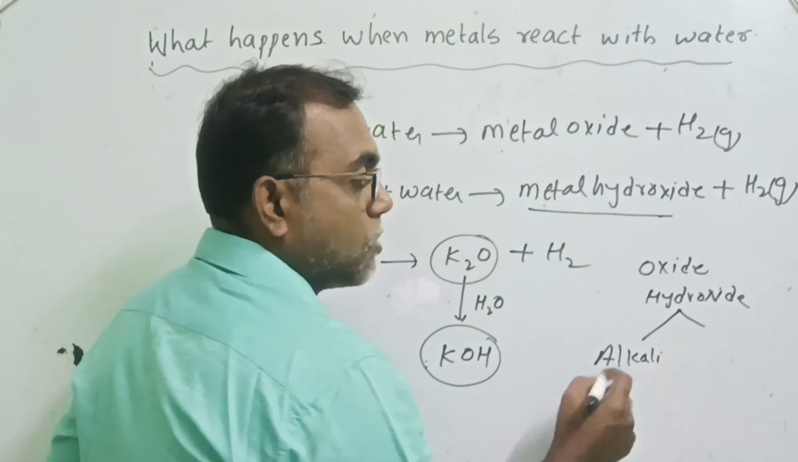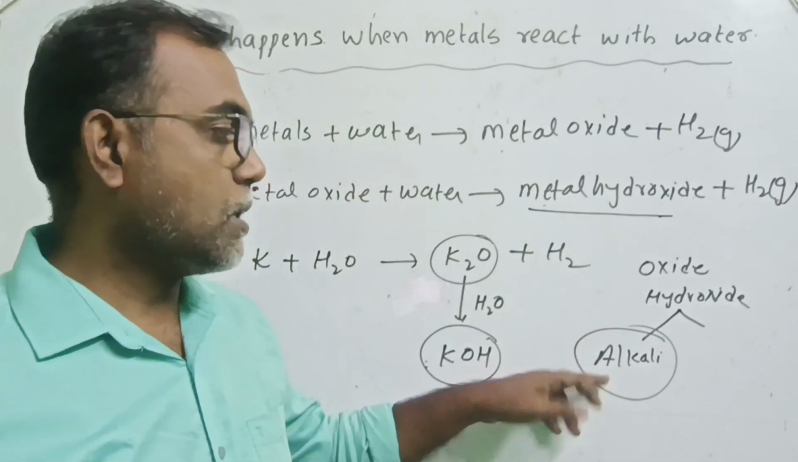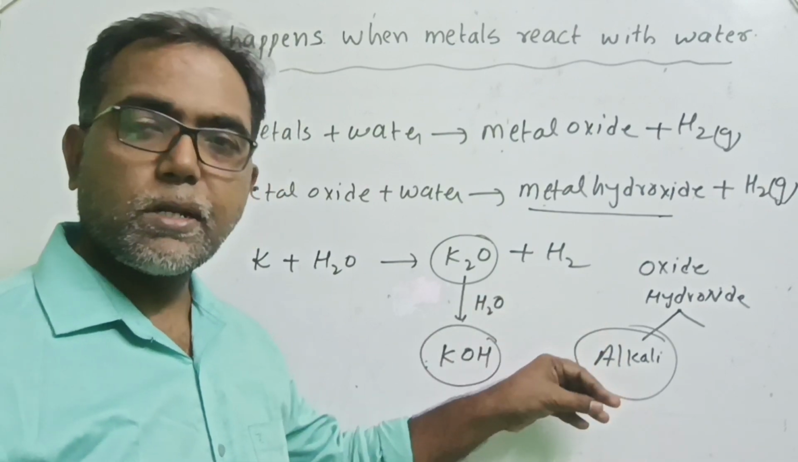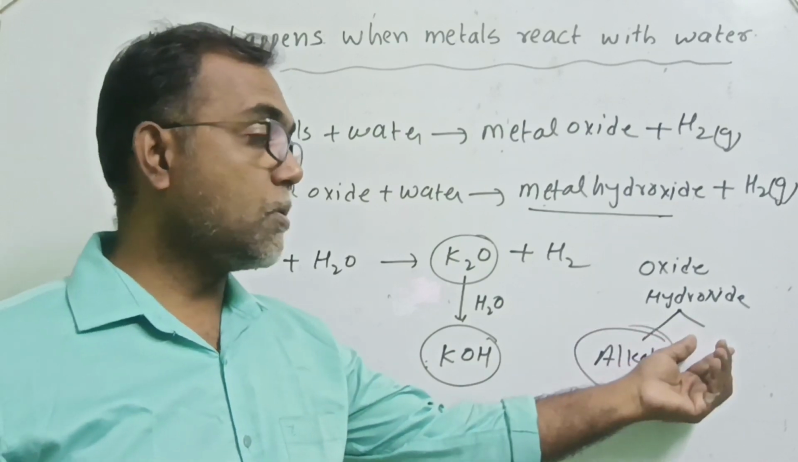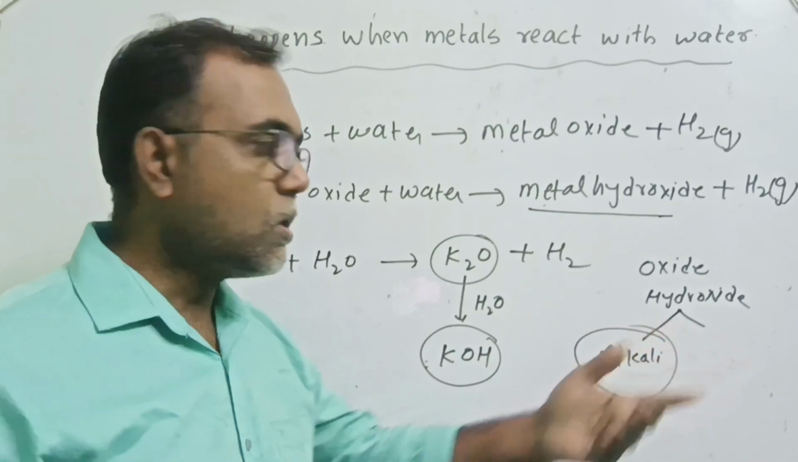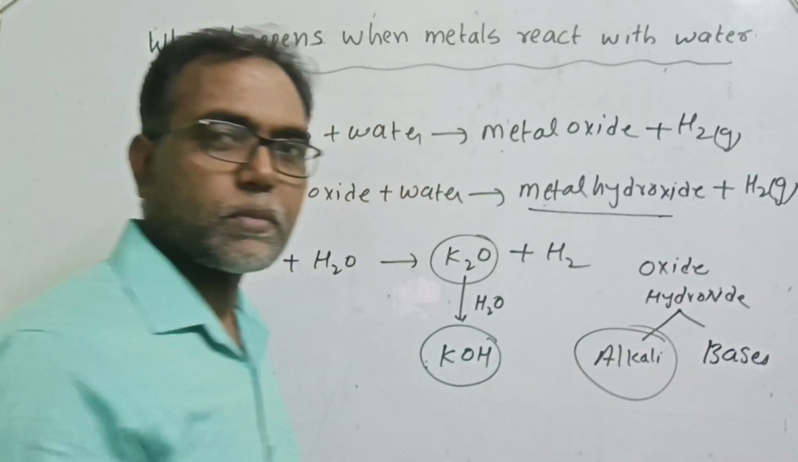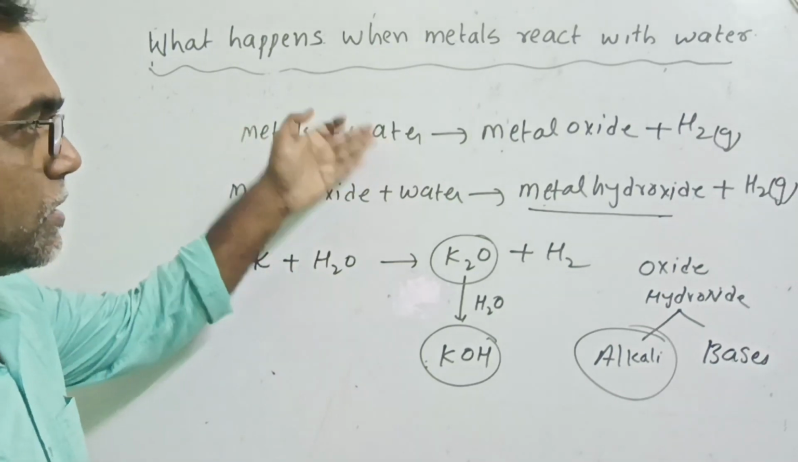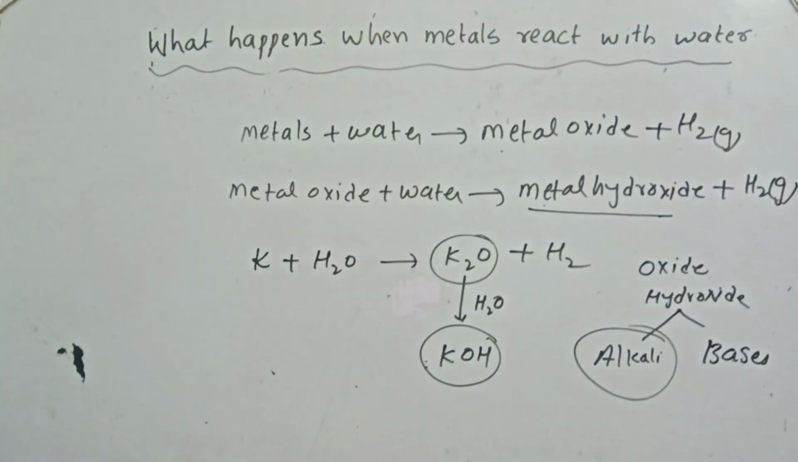So, who are alkalis? Alkalis are metal oxides and metal hydroxides which are soluble in water. Those metal oxides and metal hydroxides are called alkalis. And if they are insoluble in water, those are called bases. Okay, now let us see how these metals react with water, and we can check the reactivity of metals based upon the reactivity series.